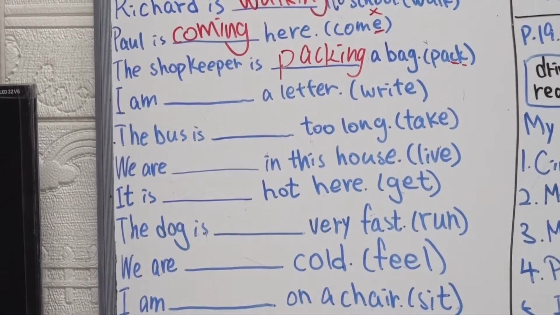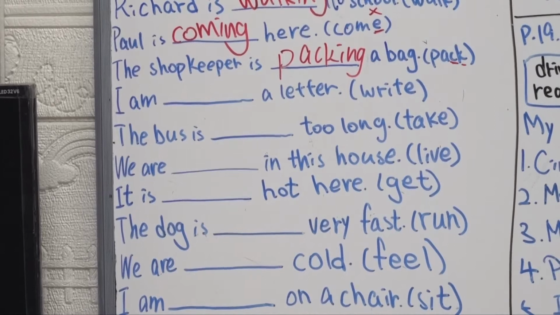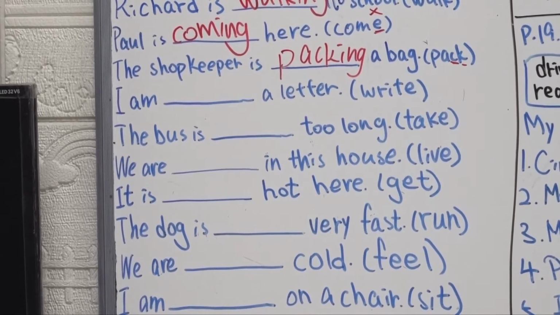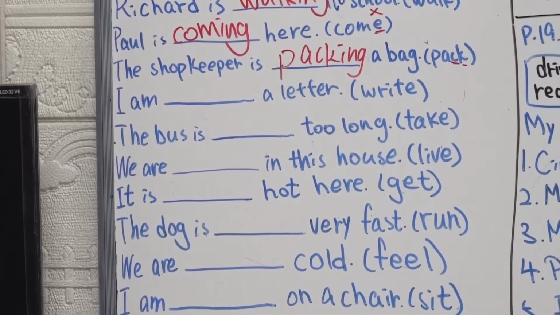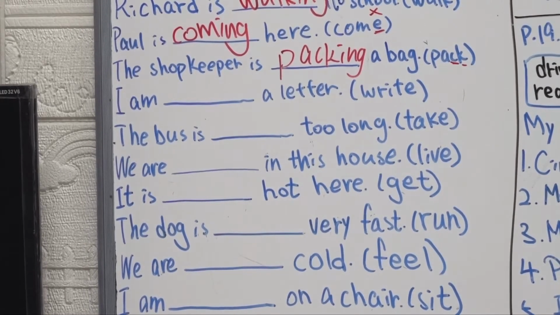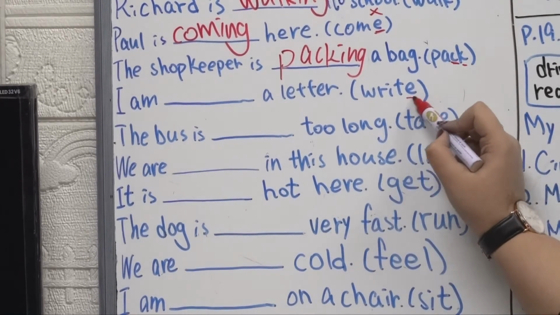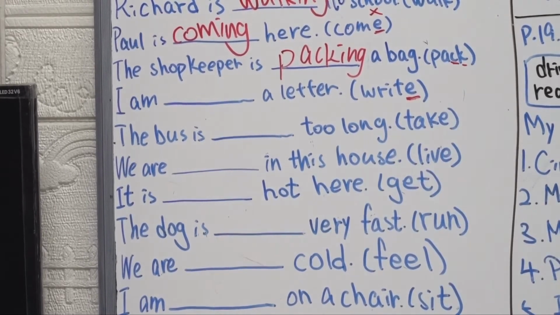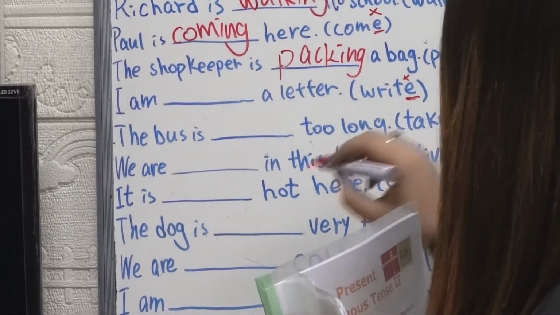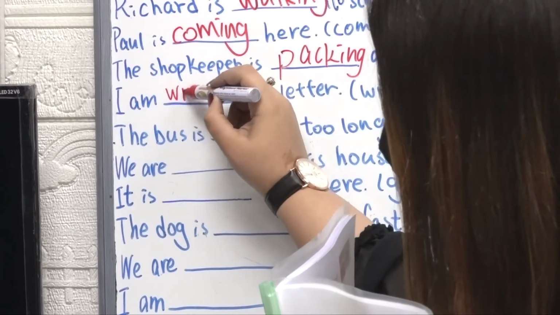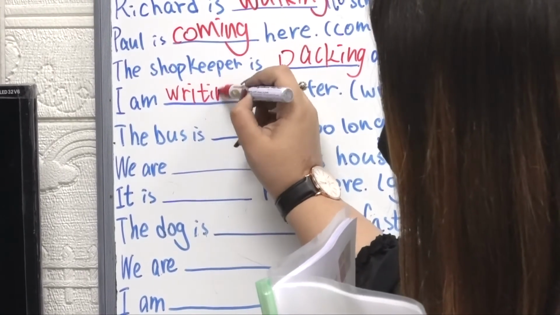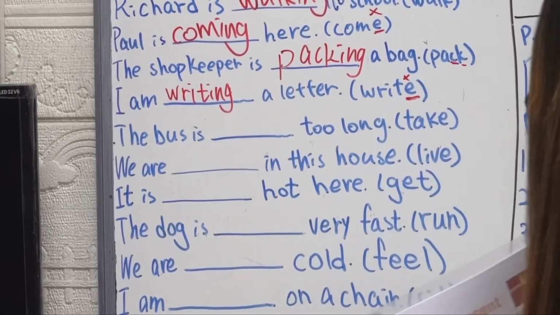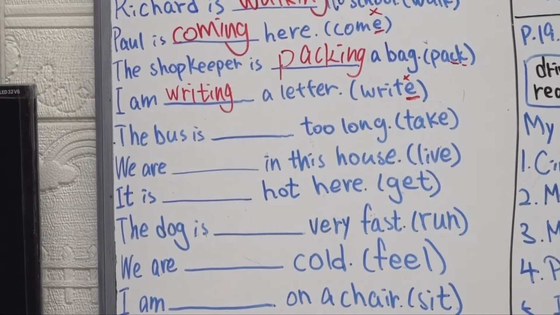Okay. Next one. I am what a letter? The verb here is write, right? So the verb here is write. It ends with the letter E. So what do we have to do? All we have to do is cross out the E and add ing. I am writing. I am writing a letter. Okay, I am writing a letter.